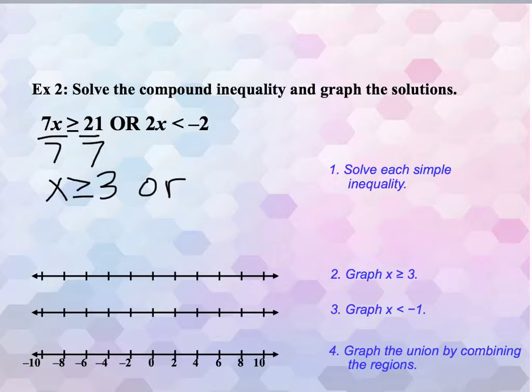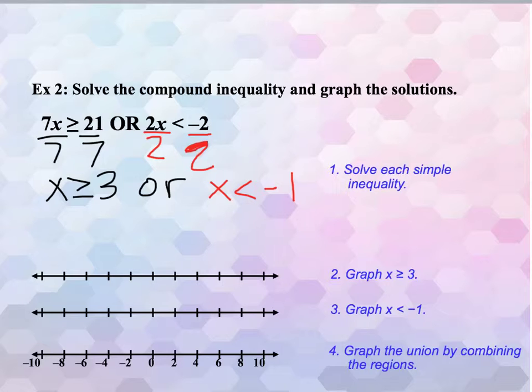Or we have 2x is less than -2. Divide both sides by 2. And x is less than -1. -2 divided by 2 is -1. Notice I didn't need to switch my inequality symbol because I didn't multiply or divide by a negative number.